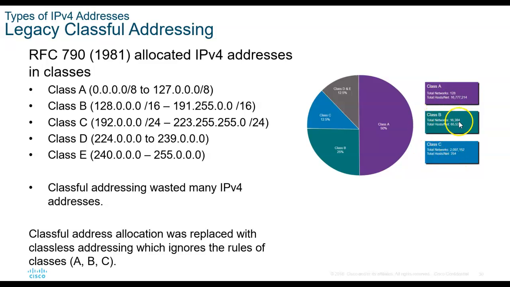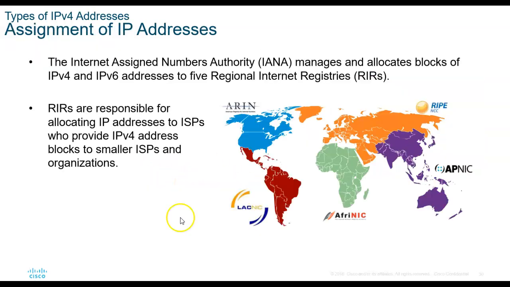So really, you've got to figure out how many computers you have and whether you can break up your networks, that would be great. But if you have a small business, a class C just works just fine. And the IP addresses are assigned by the Internet Assigned Numbers Authority. And we've got all sorts of different IPv4 and IPv6 addresses, and there are 5 regional internet registries around the world that are responsible for allocating IP addresses to ISPs.